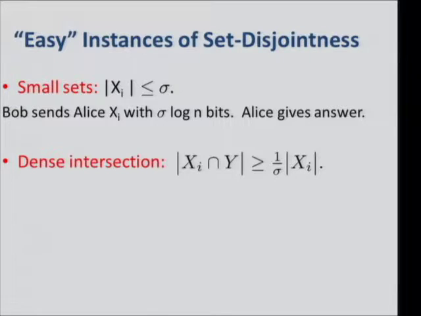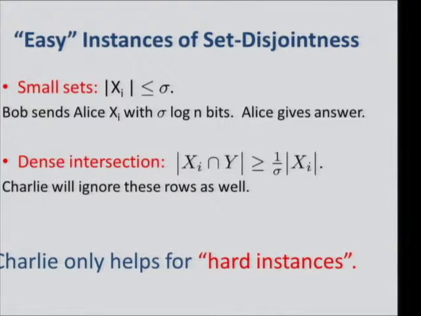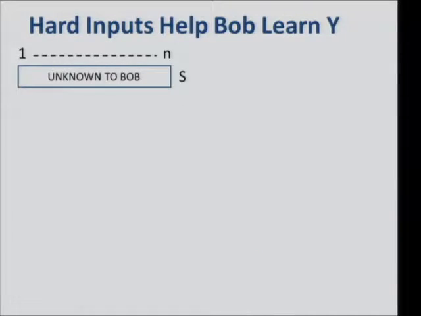He's also going to ignore, for a reason that will become clear, what I call the rows which have dense intersection, meaning the intersection of xi and y is a large fraction of xi itself. He's going to ignore these rows too, and you will see why. So Charlie is going to only focus on rows which do not have this property. All right, so how does the algorithm work? He's going to do this recursively, as you will see.